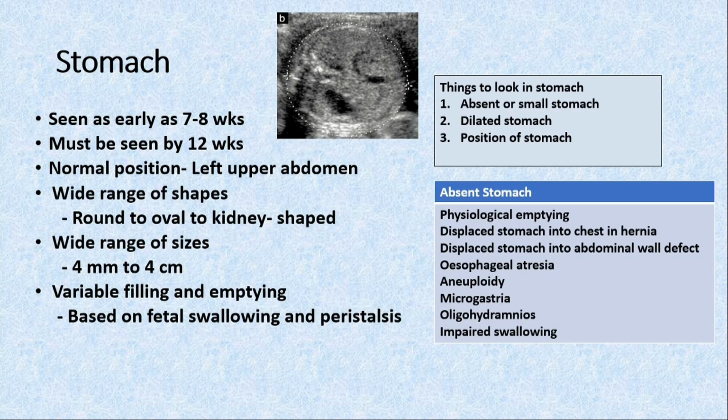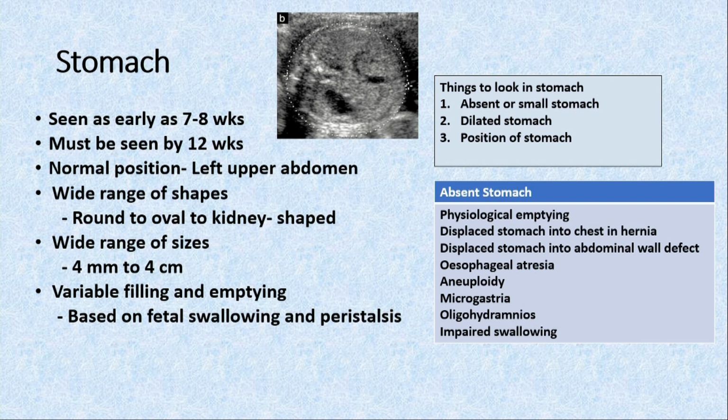Then as we know, the stomach can be seen as early as 7 to 8 weeks of gestation and must be seen by 12 weeks in all. It should be in the left quadrant of the abdomen, and there are significant wide ranges in the shape depending on how much is swallowed. So it can be from oval to kidney shaped or round shaped, any shape. The size can range from 4 millimeters to 4 centimeters basically. And what things we are going to see when we see the stomach: if it is present, if it is absent, what is the size of the stomach, and if it's a dilated stomach.